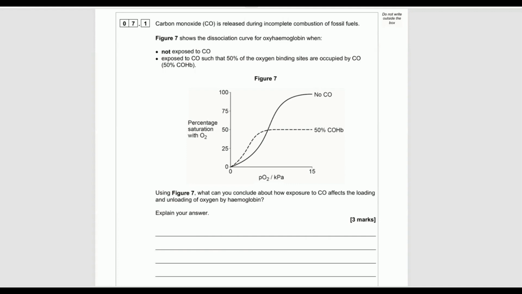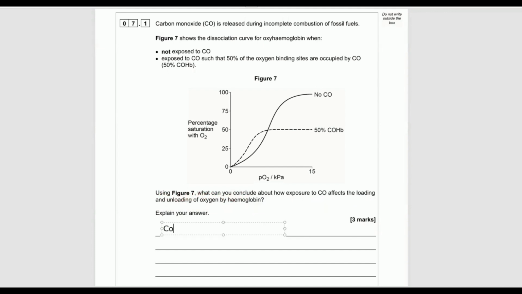7.1, carbon monoxide is released during incomplete combustion of fossil fuels. Figure 7 shows the dissociation curve for oxyhemoglobin when not exposed to carbon monoxide and when exposed to carbon monoxide, such that 50% of the oxygen binding sites are occupied by carbon monoxide, and we call that 50% COHb. We're shown on the graph the percentage saturation of oxygen against the PO2. Now, using figure 7, what can you conclude about how the exposure of carbon monoxide affects the loading and unloading of oxygen by hemoglobin?